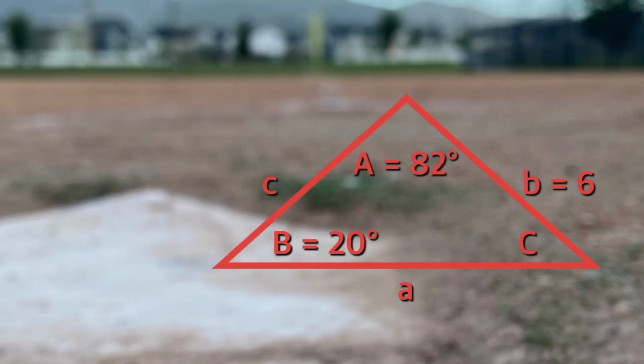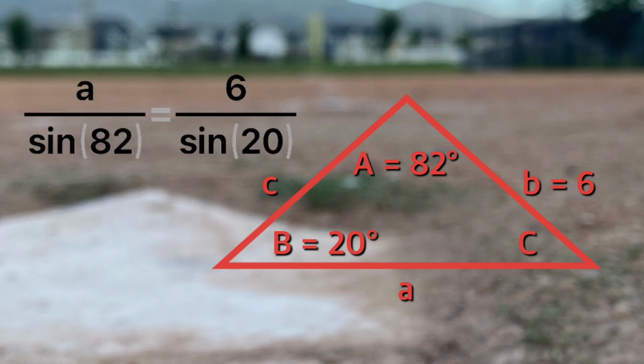Welcome to the field. Right now, I'm at a local baseball field looking for some real-world examples using the law of sines and the law of cosines. Let's get started. First, we'll look at an example using the law of sines. We have a triangle with angle B equal to 20 degrees, angle A equal to 82 degrees, and side B equal to 6. We want to solve for side A. So we'll write the equation as A over sine of 82 is equal to 6 over sine of 20 degrees.